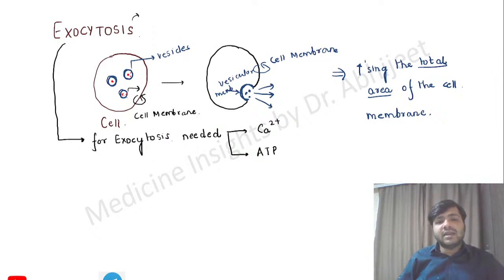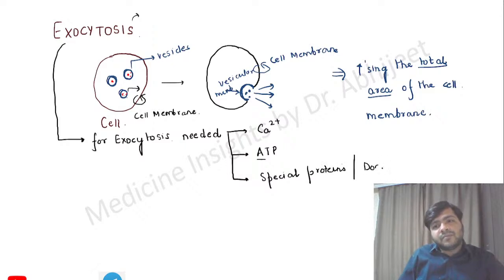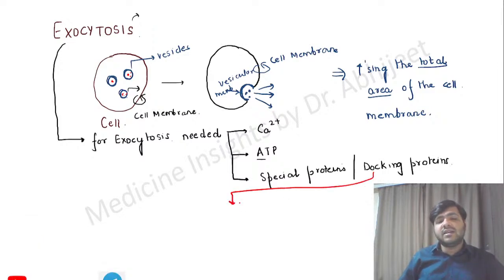So for active transport, ATP will definitely be needed, and calcium is also needed. And I told you there are some special proteins which we call docking proteins. So for exocytosis, we need some special proteins or docking proteins. Now, what are those docking proteins? You have to mention these in your notes. This is something which is asked frequently in the exams.